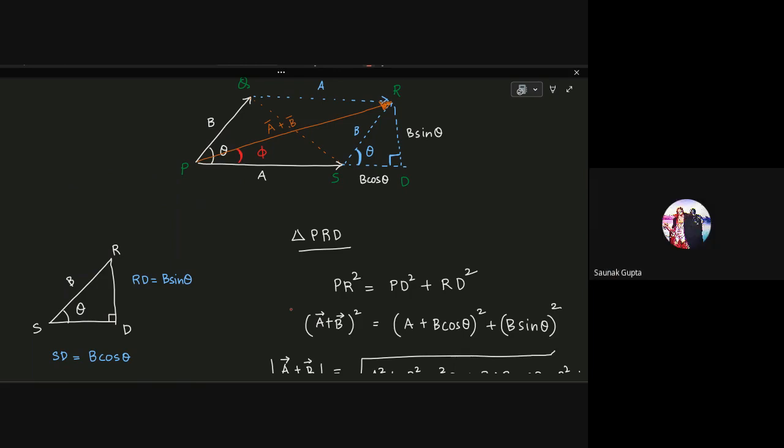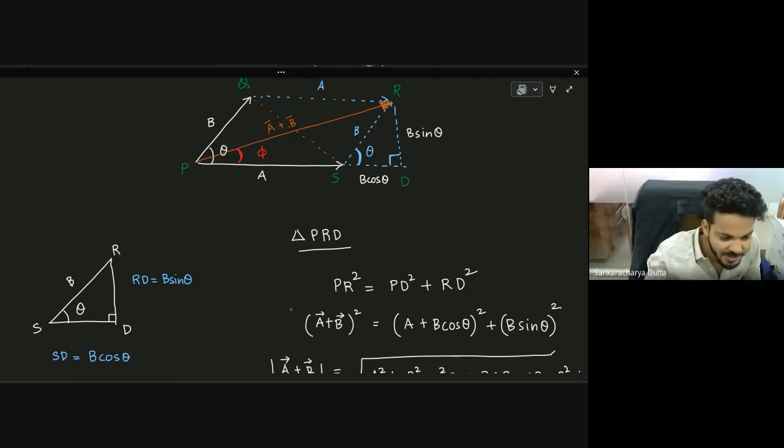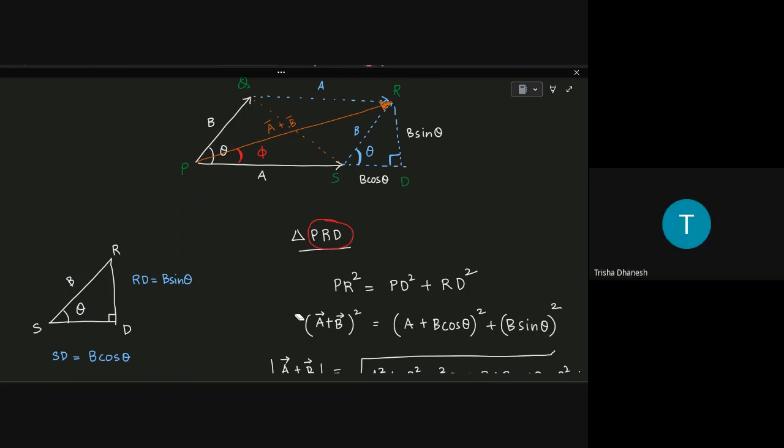Sir, in a parallelogram the opposite sides are equal, so we can use tan theta, right? Yes, we can use tan theta. Again, focus on this triangle PRD. B sin theta by A plus B cos theta.